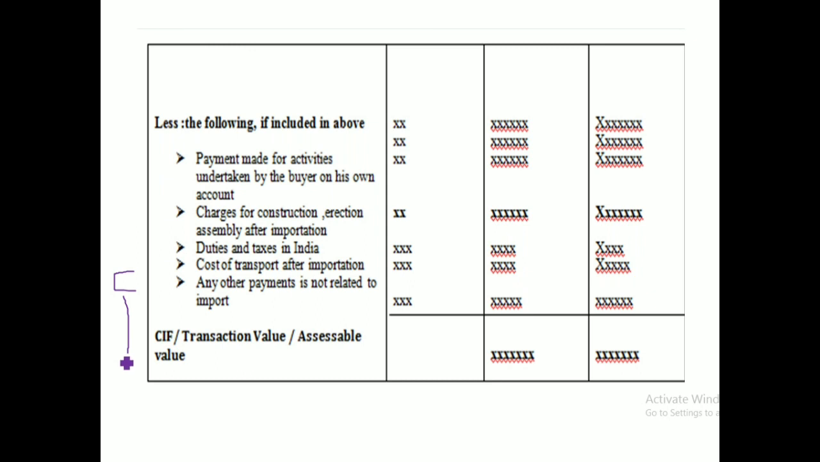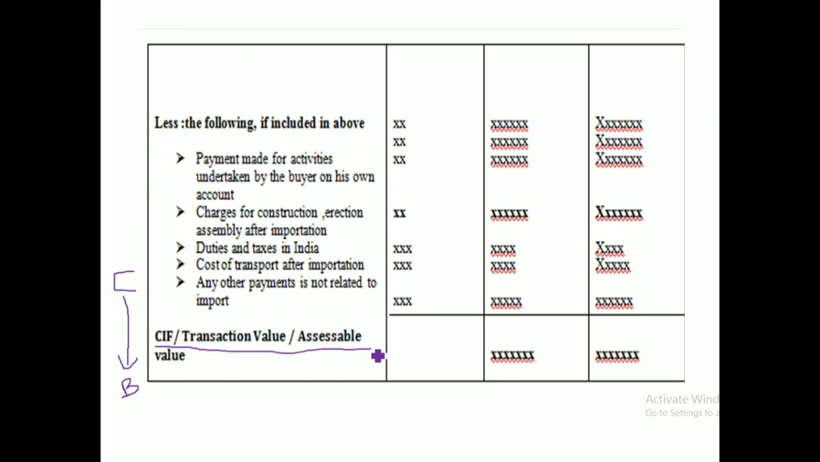No, from Chennai, if we are moving these goods to Bengaluru, whatever transportation charges have been incurred for this, if they have been included, we just need to deduct. Next, any other payments not relating to import, if included, we just need to deduct. Afterwards, we'll arrive at this CIF or transaction value or assessable value. This is the format of calculation of this assessable value. That's what I have said.